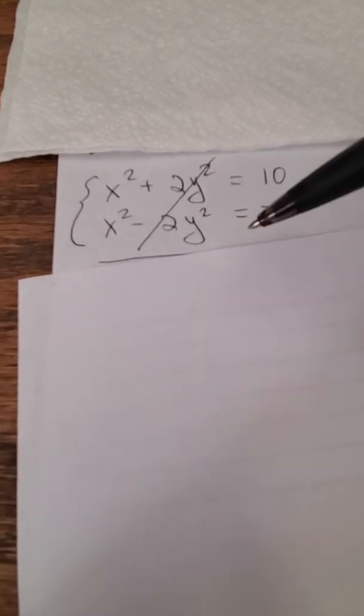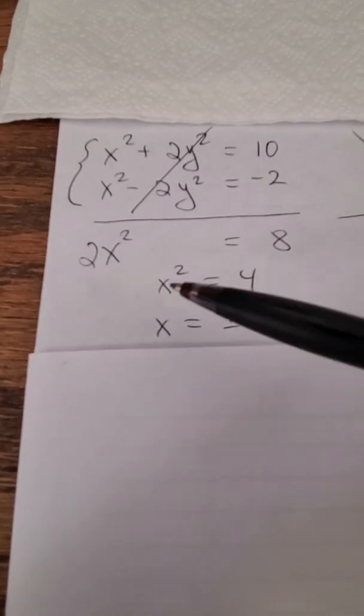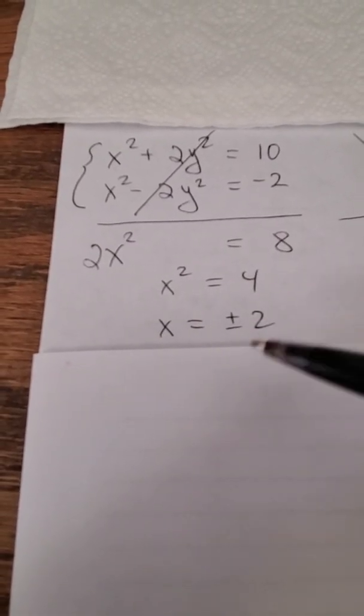Here we have x squared plus 2y squared equals 10, which we recognize as an ellipse, and x squared minus 2y squared equals negative 2, which we recognize as a hyperbola. I kind of started the problem already. I jumped the gun here. But I'm going to add the two equations to eliminate. The y squares are going to cancel, and that leaves me with 2x squared equals 8, which means x squared equals 4, so x could be plus or minus 2.